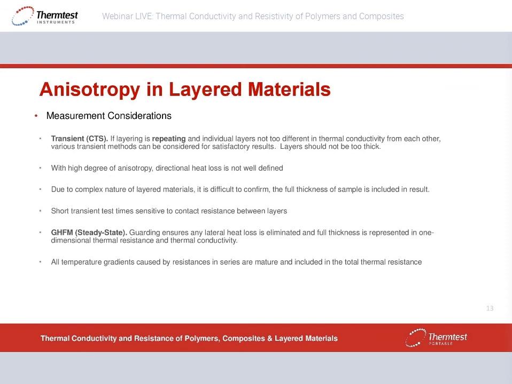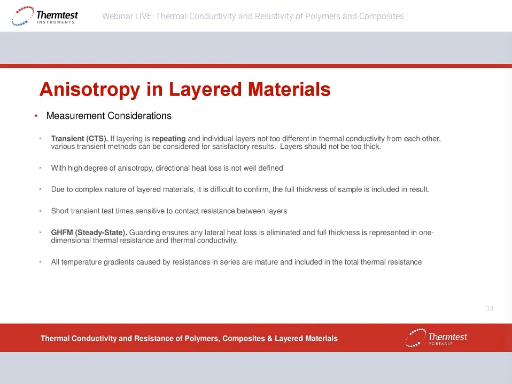So it's similar to particles, but more uniform in that you have layers of a defined thickness. If the layers are repeating and individual layers are not too different in conductivity, various methods can give pretty decent results. The layers should not be too thick. Why? Because you lose sensitivity. That's an important component. With a high degree of anisotropy, directional heat loss is not well defined, meaning you'll have data, but you won't be able to tell with high accuracy how much of your heat is lost radially or penetrates radially, or in plane versus through the thickness.